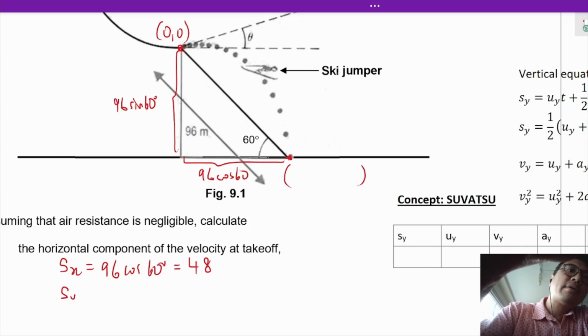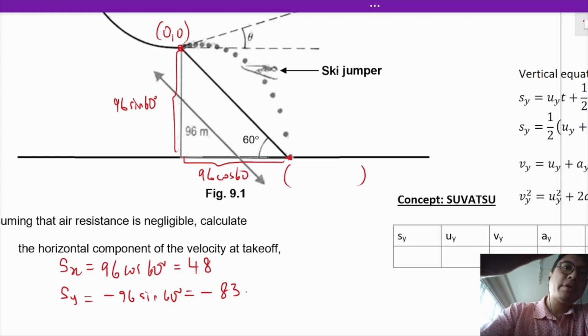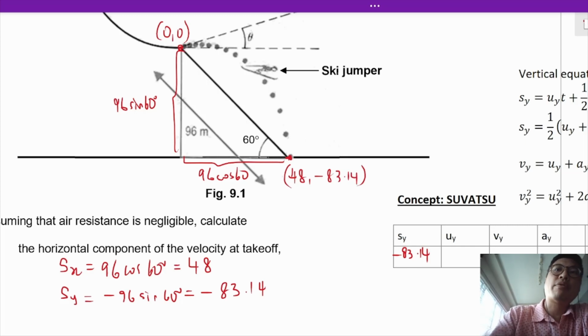Now Sy will be equal to minus 96 sine 60 degrees because it's going downwards. So 96 sine 60 will be negative 83.14 meters. So the value over here, if we want to write the coordinates, will be 48, minus 83.14. We can also fill in the acceleration as minus 9.81 and the time of flight as 4.3 seconds.